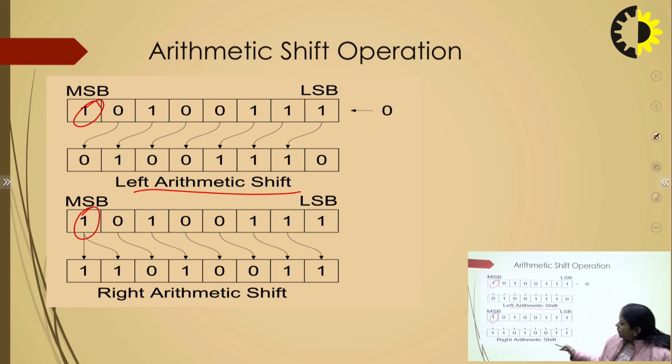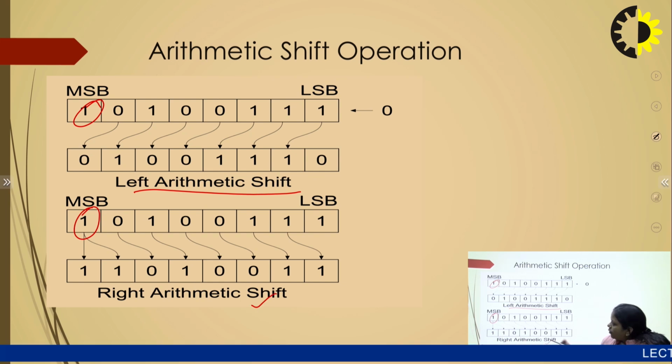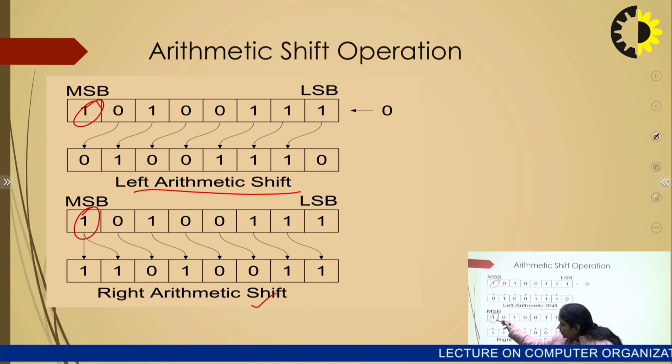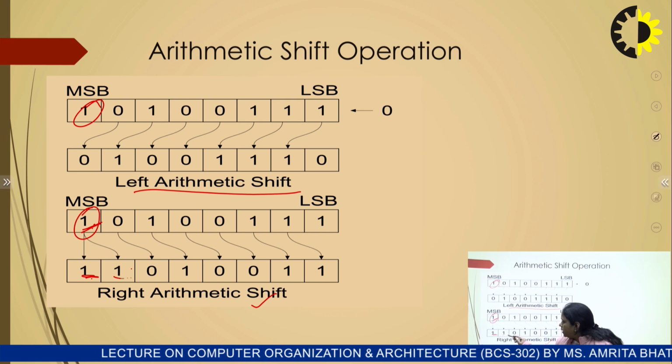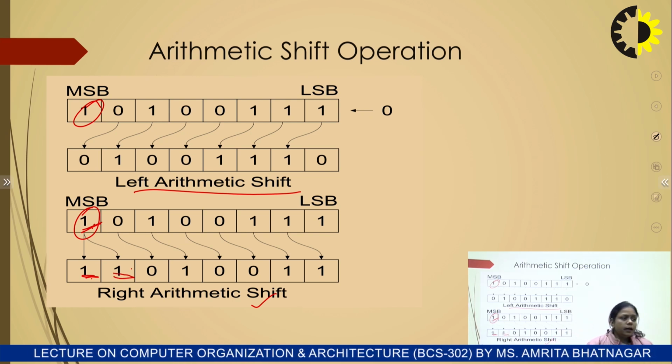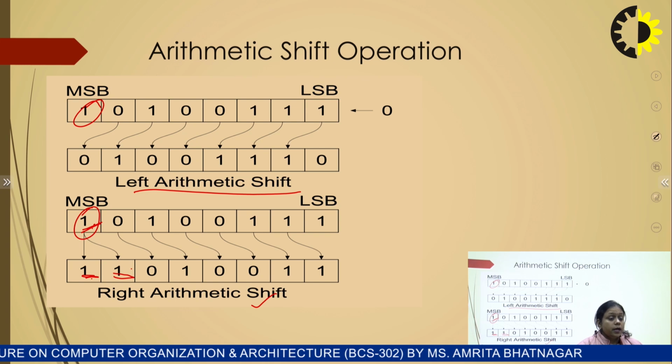So when we see the right arithmetic shift, what will happen when we shift the digits in this direction? This is the sign bit, and it will be copied into this place, because this one will be shifted and again copied also. So in both places we will see 1 placed here. So the sign bit of the number will not be changed.